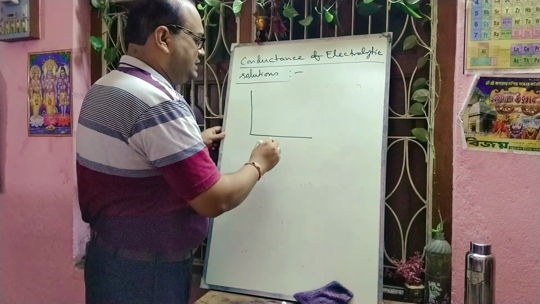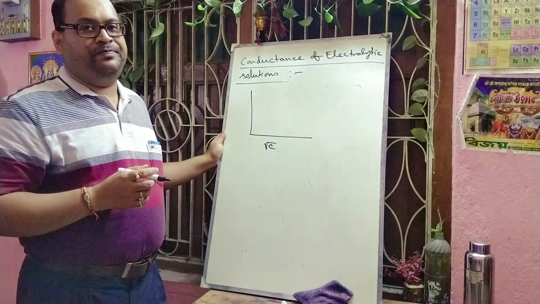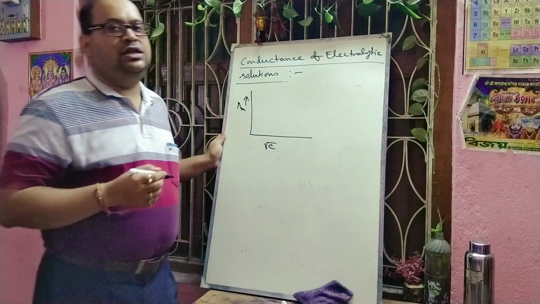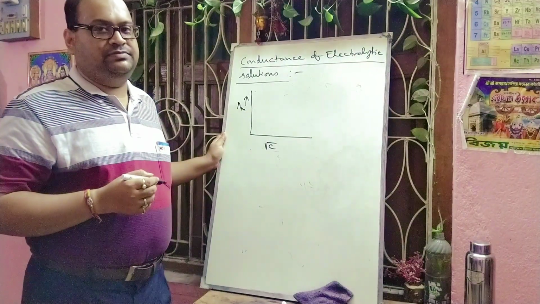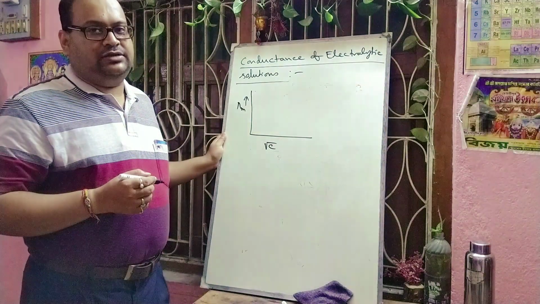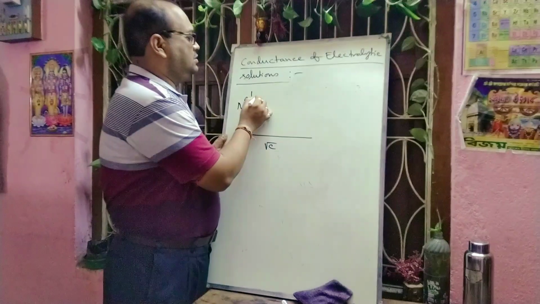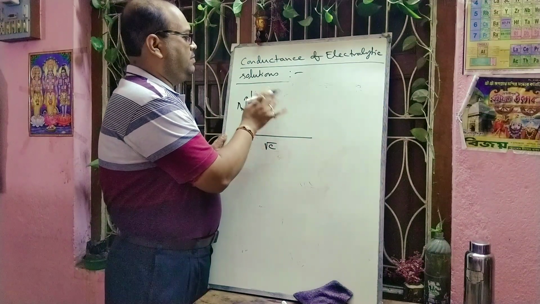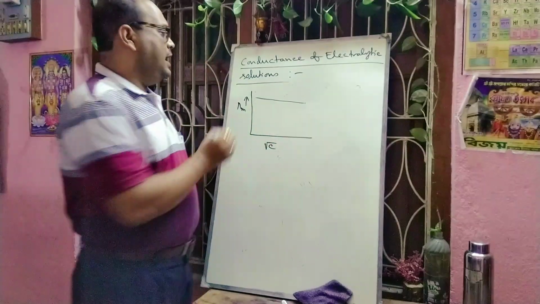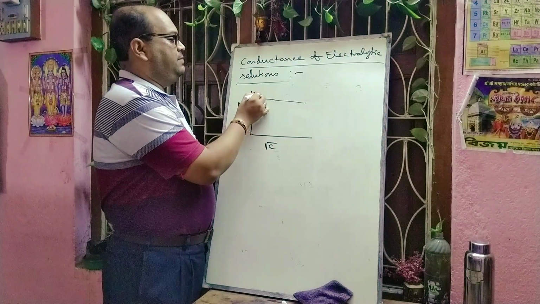Along the x-axis we are plotting the root over the concentration, and along the y-axis this one is lambda m, the molar conductivity. If we take one strong electrolyte like potassium chloride, the graph will be like this, and if we extrapolate it, we will get lambda m infinity.